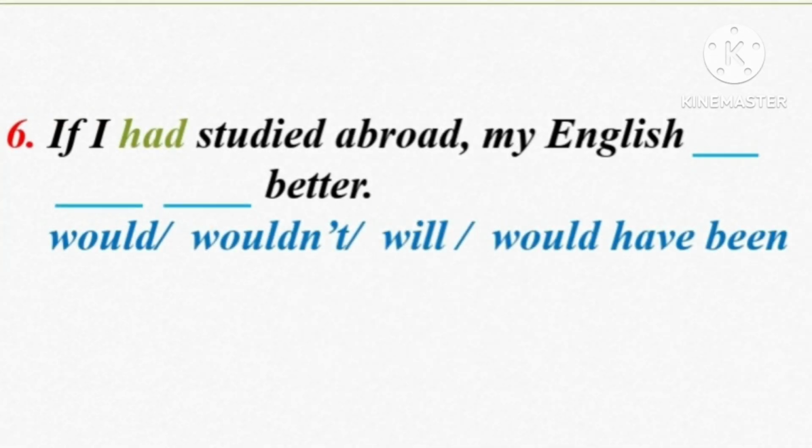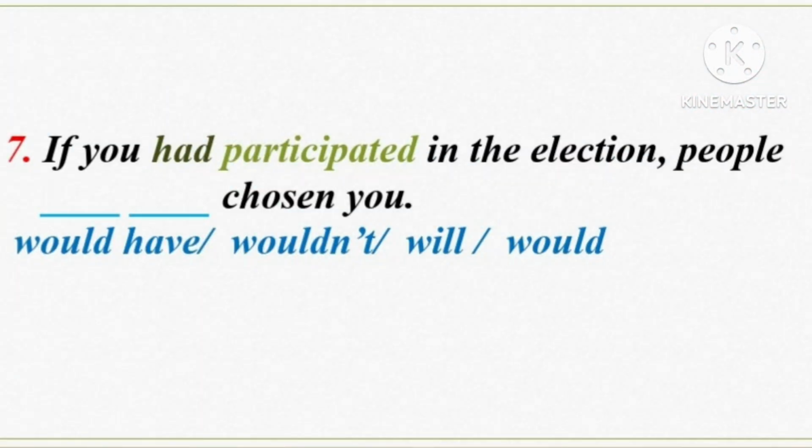Okay, let's see the next example. If I had studied abroad, my English dash dash better. Would better, wouldn't better, will better, would have been better. So the right option is would have been better. Let us see the next example. If you had participated in the election, people dash dash chosen you. Would have chosen you, wouldn't have chosen you, will chosen you, would chosen you. So the right option is would have chosen you.